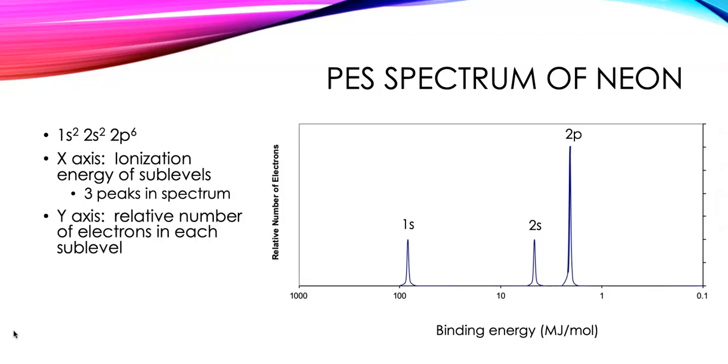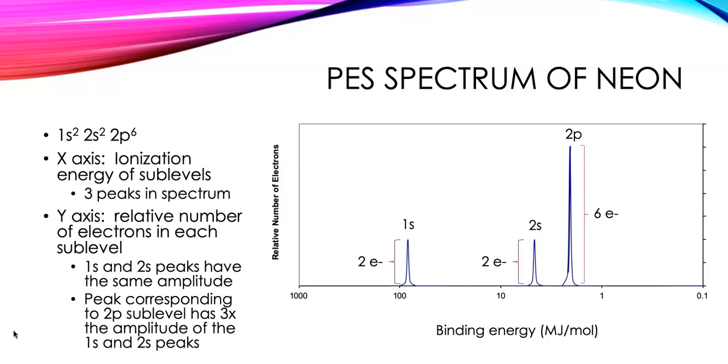And we know the y-axis tells us the relative number of electrons in each sublevel. We know there are 2 electrons in 1s, 2 electrons in 2s. Notice that those two peaks have the same amplitude. The 2p sublevel has 6 electrons compared to the 2 electrons in the s sublevels, and notice that that peak is 3 times as high as the other two peaks. And so it all fits together very neatly to support the electron configuration of neon.